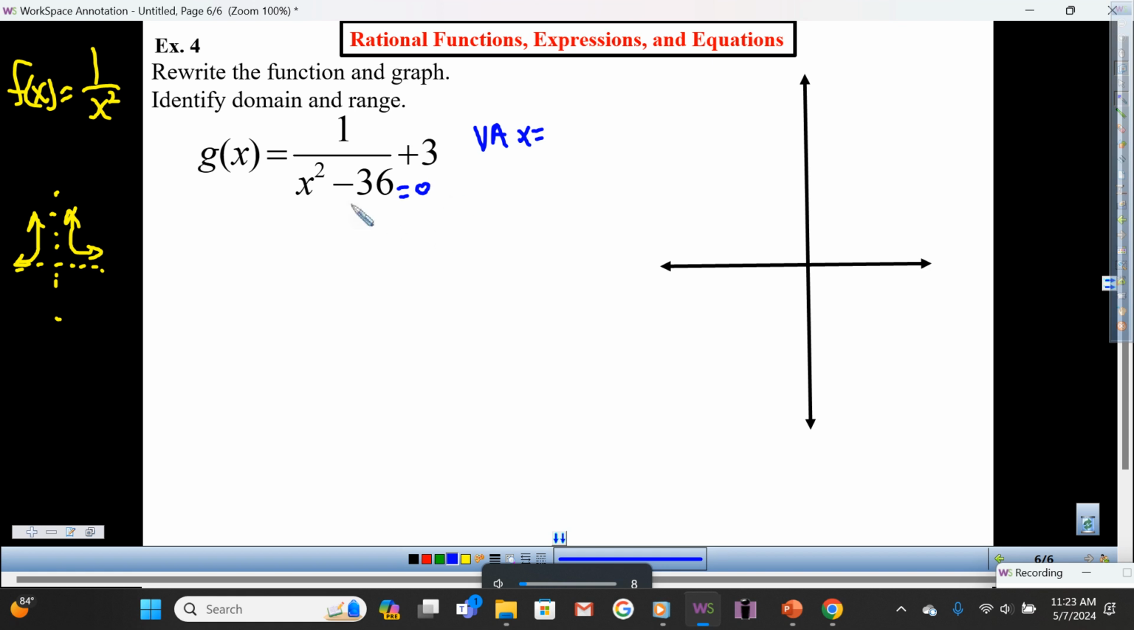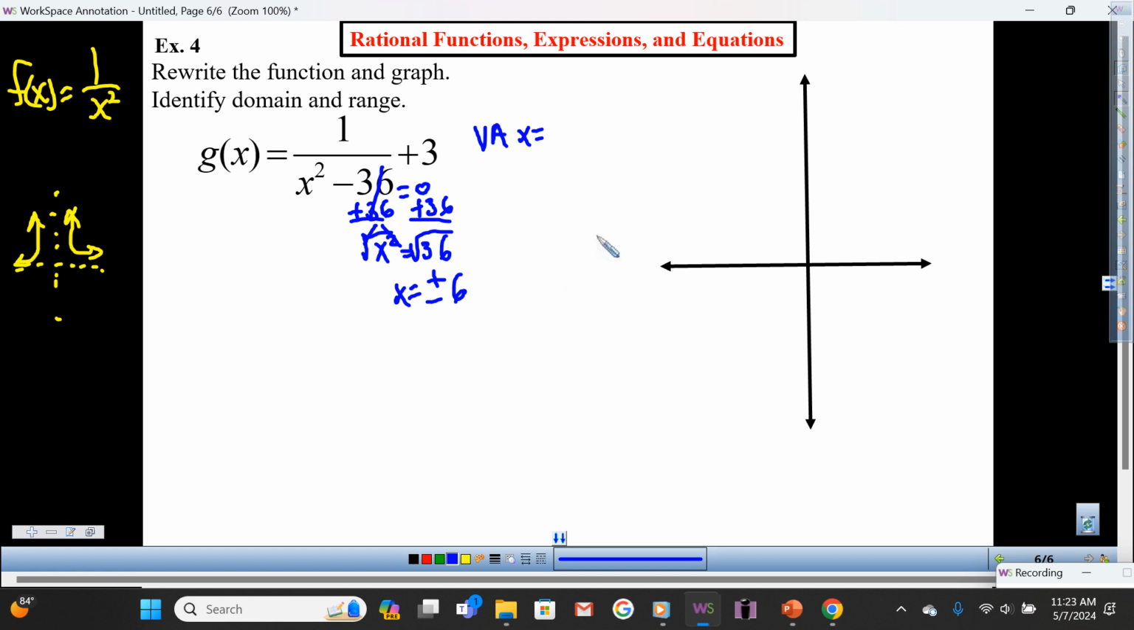So, Kimberly, to leave x squared by itself, what do I do? Very good, plus 36 to both sides. We got x squared equals 36. David, our last step? Square root. So x equals plus minus 6.